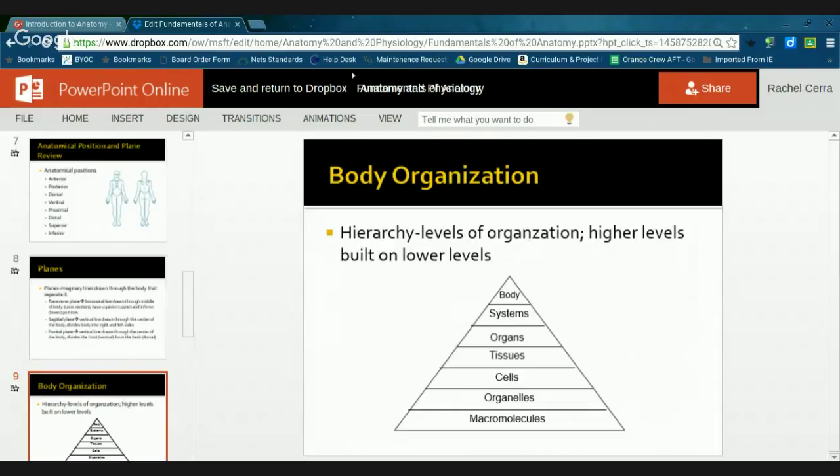Okay, so there is a hierarchy that we follow when we're going through the body. We're going to start at the bottom in terms of classification here. Basically it's kind of like a normal pyramid. Every level depends on the one below it. With this one, everything starts with a macromolecule. I don't know if you remember these very well, but these were the carbs, lipids, and proteins.